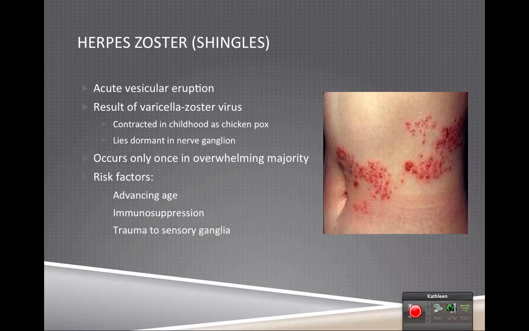Herpes zoster is an acute vesicular eruption, the result of the varicella zoster virus. It's contracted in childhood as chickenpox. It lies dormant in nerve ganglia and occurs only once in the overwhelming majority of patients. Risk factors for developing shingles are advancing age, immunosuppression, and trauma to sensory ganglia.